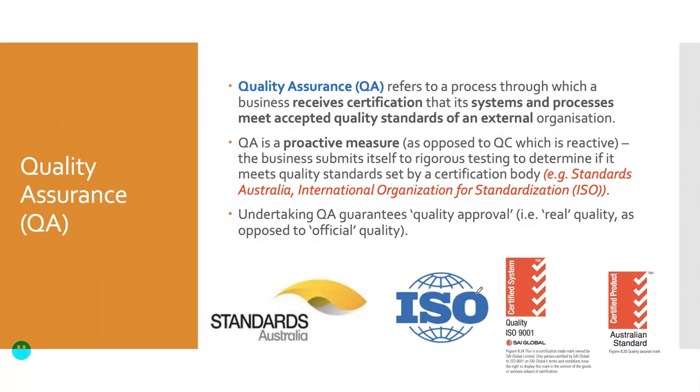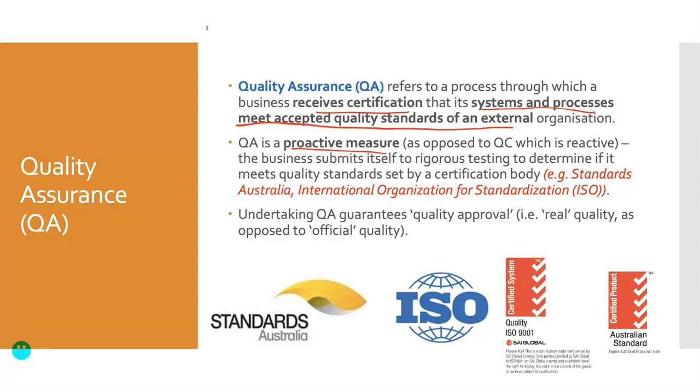So we then move on to our alternative, although I like to think a good business does quality control and quality assurance. Here we have another strategy. Quality assurance refers to a process through which a business receives certification that its systems and processes meet the quality standards of an external organization. This is a proactive measure, as opposed to quality control, which is reactive.